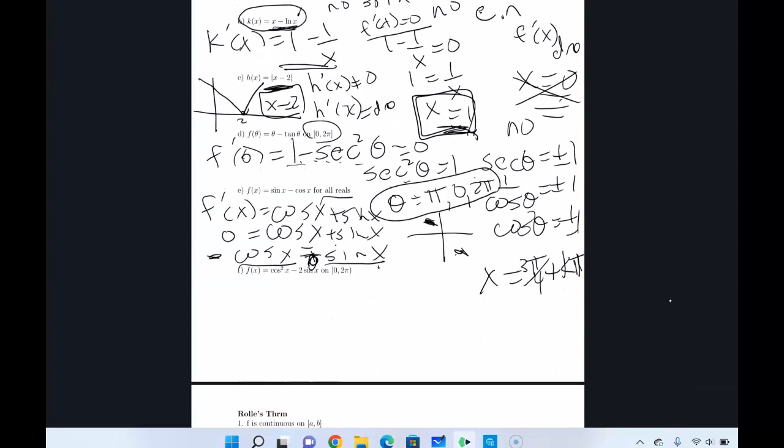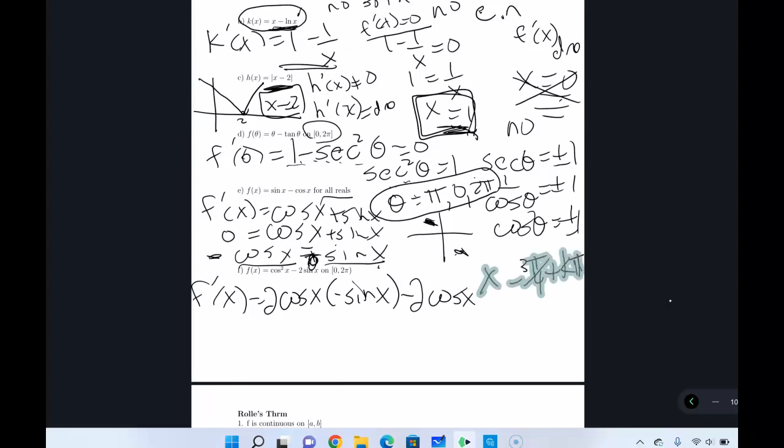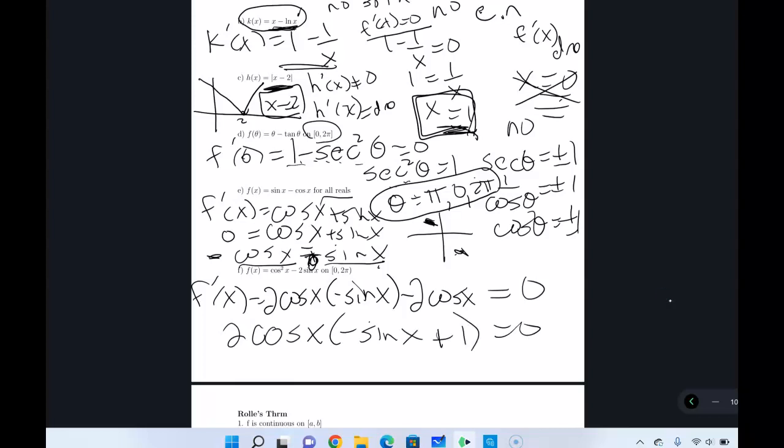All right, one more. So let's take the derivative here. So I have 2 cosine of x times negative sine of x, doing the chain rule, minus 2 cosine of x. All right, I'm just going to erase this for a second here. So I want to set this equal to 0, so you want to factor out the common terms, which would be 2 cosine. So I get negative sine of x plus 1 equals 0.